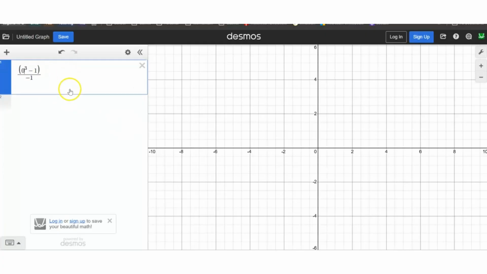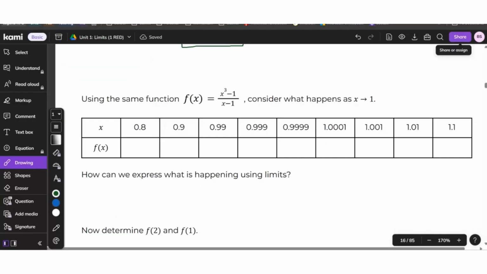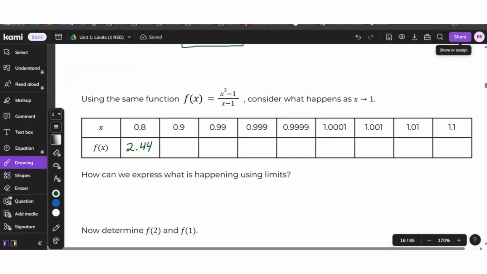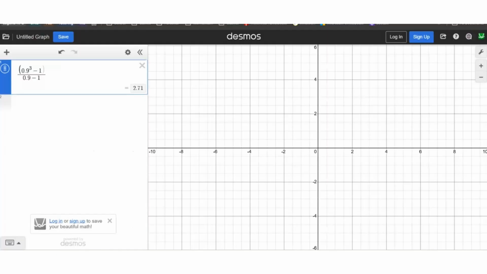0.8. We get 2.44. Then we're going to plug in 0.9. Whoa, what happened there? We get 2.71. Then we're going to add another 9.